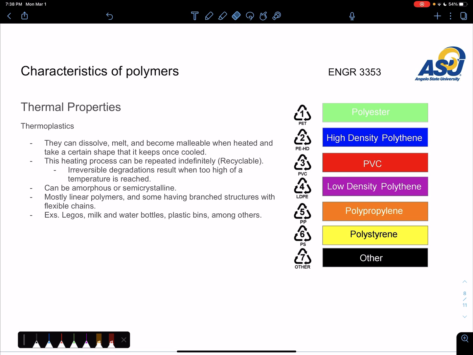And here to the right is a pretty interesting little diagram. If you pick up a plastic that's near you, like a water bottle, it usually has one of these numbers within a little triangle at the bottom of it, and that tells you what kind of thermoplastic it is. That's how they classify them.